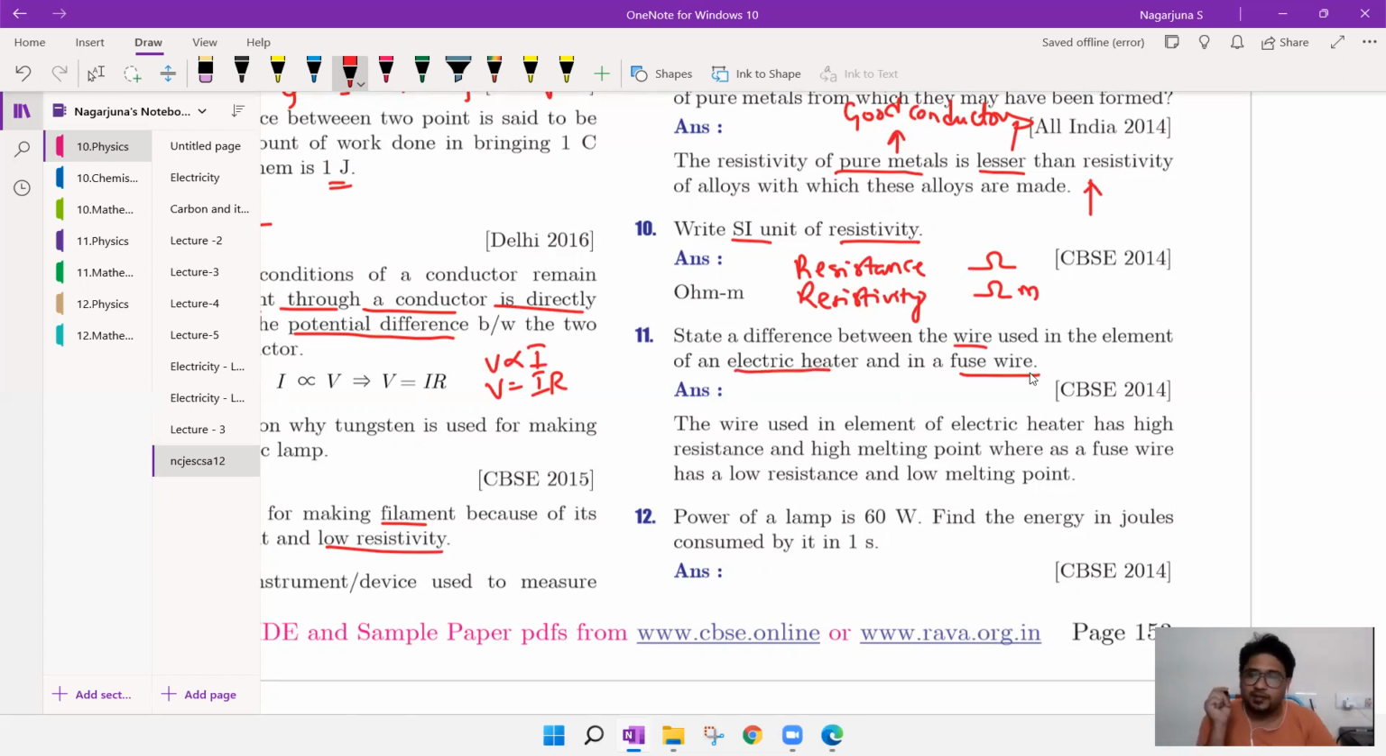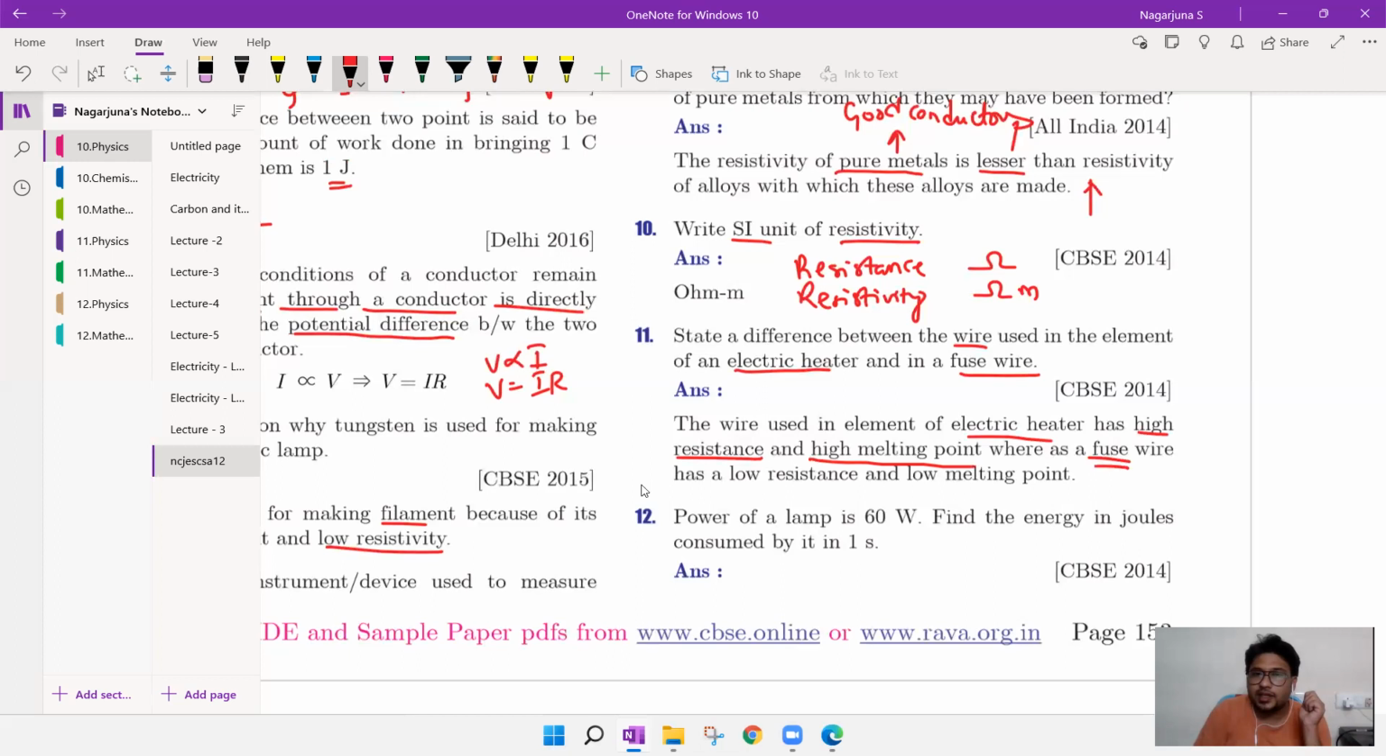11th, state a difference between the wire used in the element of an electric heater and in a fuse wire. In a fuse, what type of wire are we using? In an electric heater, what type of wire are we using? The wire used in the element of an electric heater has high resistance. It should have high resistance, so that if you are passing current continuously and temperature is increased, it should not melt, because it has a high melting point.